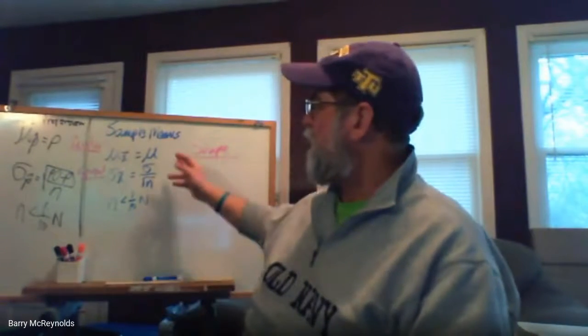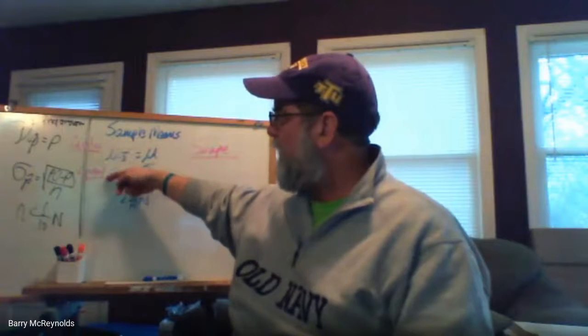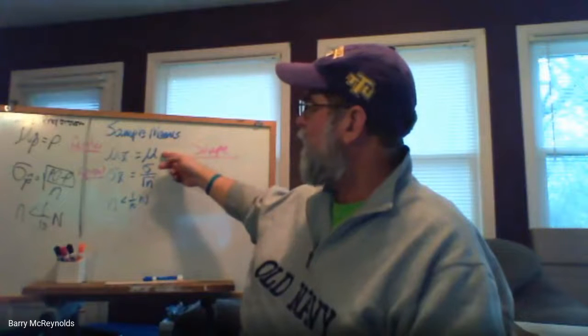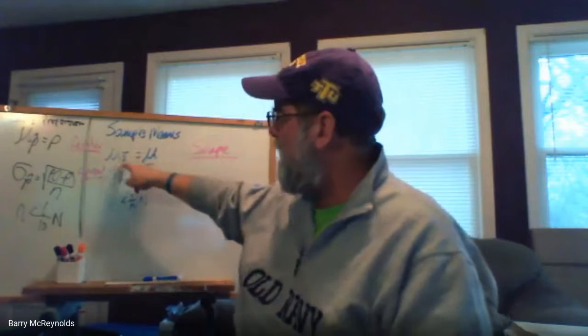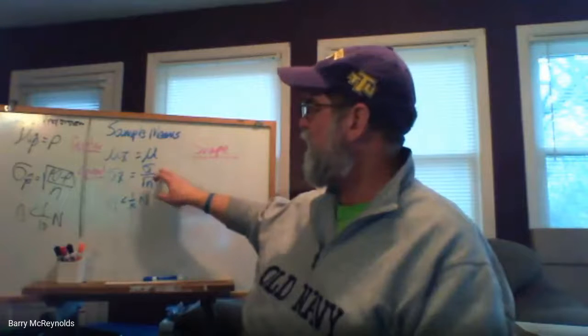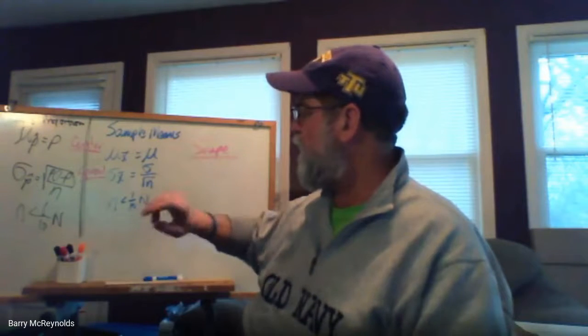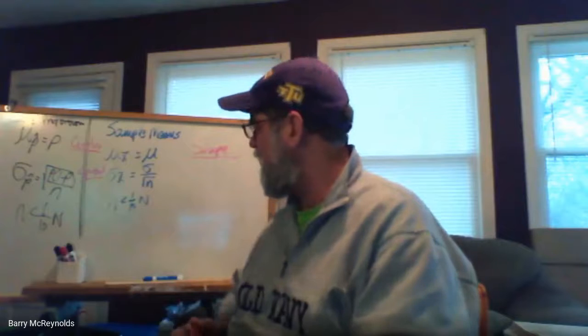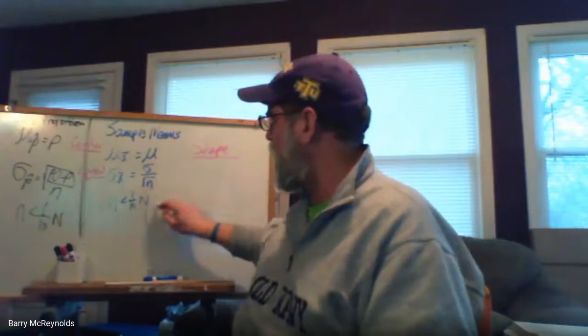What I plan to do today is to continue talking about the sampling distribution of sample means. And yesterday we talked about the center and spread for the sampling distribution of sample means. The mean of X bar is just the mean of the population. And the standard deviation of X bar is the standard deviation of the population divided by the square root of n, provided the 10% condition is met.